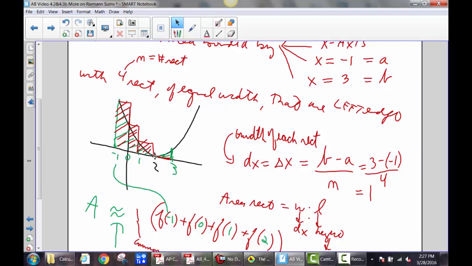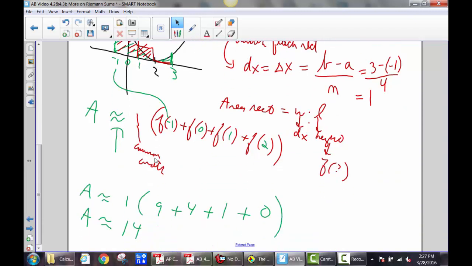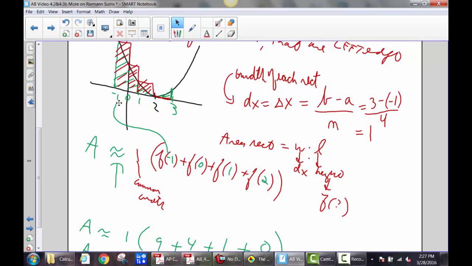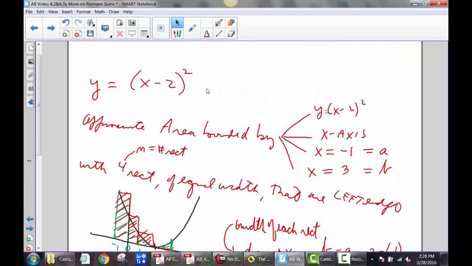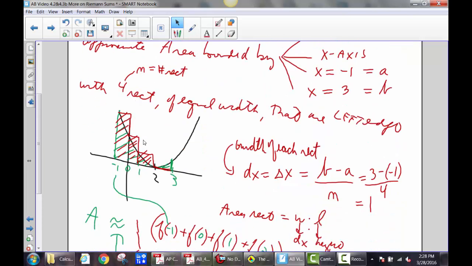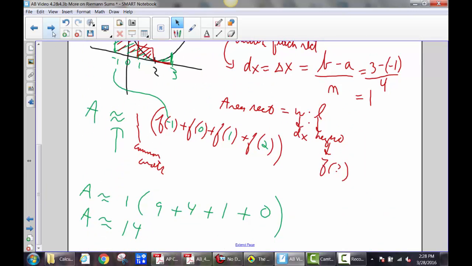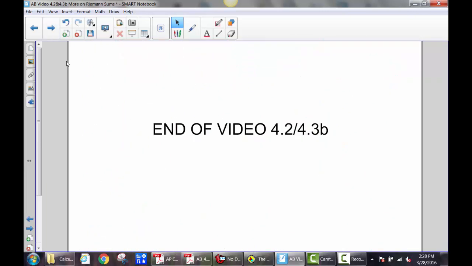Now, interestingly enough, between 2 and 3, we're going to go to the left, up to the curve. It turns out that our f of 2 is 0, and that's just the way life happens. So we have a common width of 1, which I pull on the outside. First rectangle's height is f of -1 plus f of 0 plus f of 1 plus f of 2. And of course, here's your f of x that you'll be plugging these x's into. And you'll get 14.